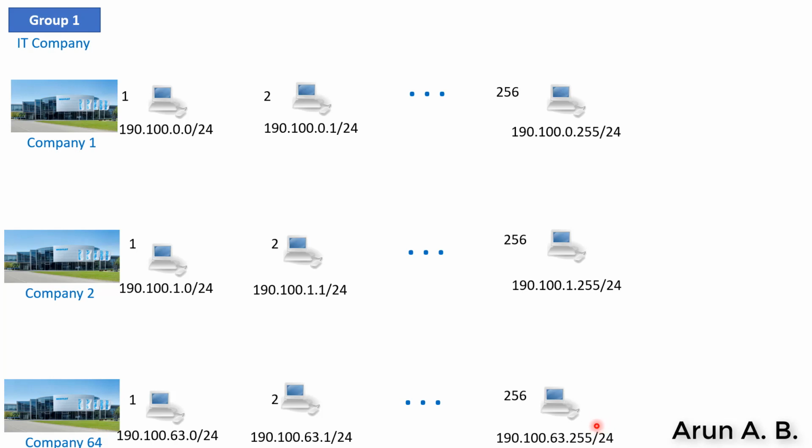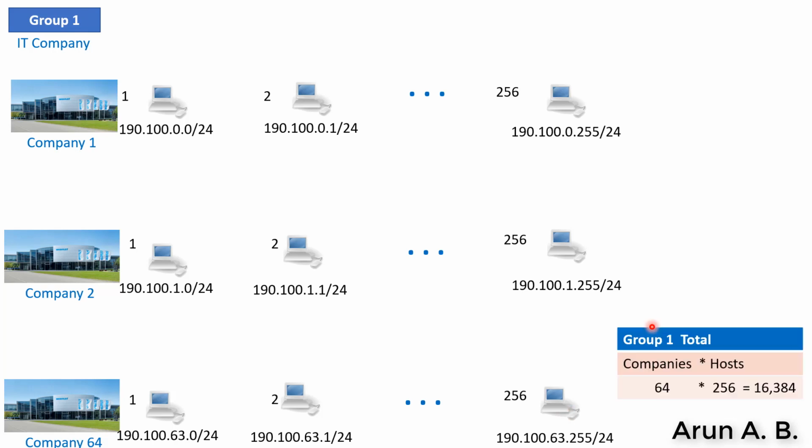So after this, you note this IP address because we have to start assigning IP addresses very next from this IP address. After this, the value will change up to 64.0. So that will be used in group 2. So these are all the total group of IP addresses assigned for the companies, that is group 1.